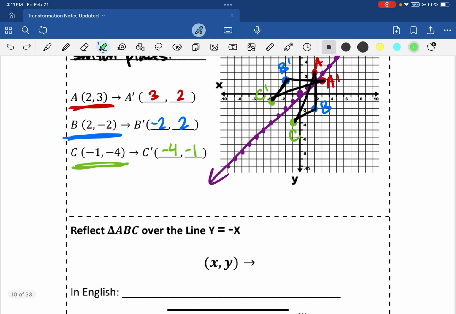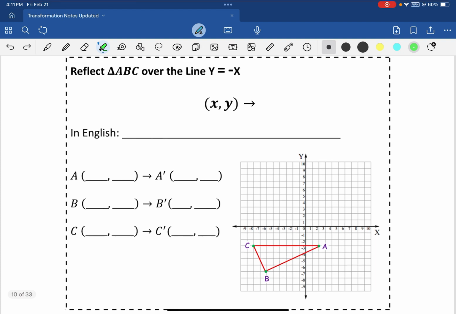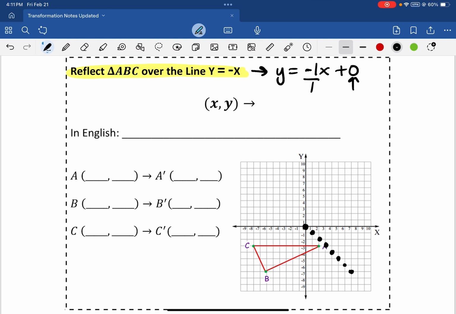Now let's do another example, but this time we are reflecting over the line y = -x. So let's think about this. That is y = -1x + 0. So let's go ahead and graph that, okay? 0 is my y-intercept, so I'm going to put a point at 0. And my slope is -1 over 1. So I go down 1 to the right 1, down 1 to the right 1, all the way to the edge. And I'm creating my line of reflection.